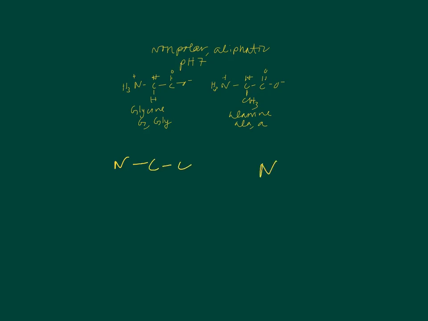NCC, NH3+, carboxylic acid, C double bonded O, CO, alpha carbon. Okay, so we're just going to keep building off of this alanine. It's going to get bigger and bigger every time. So we'll have a carbon.